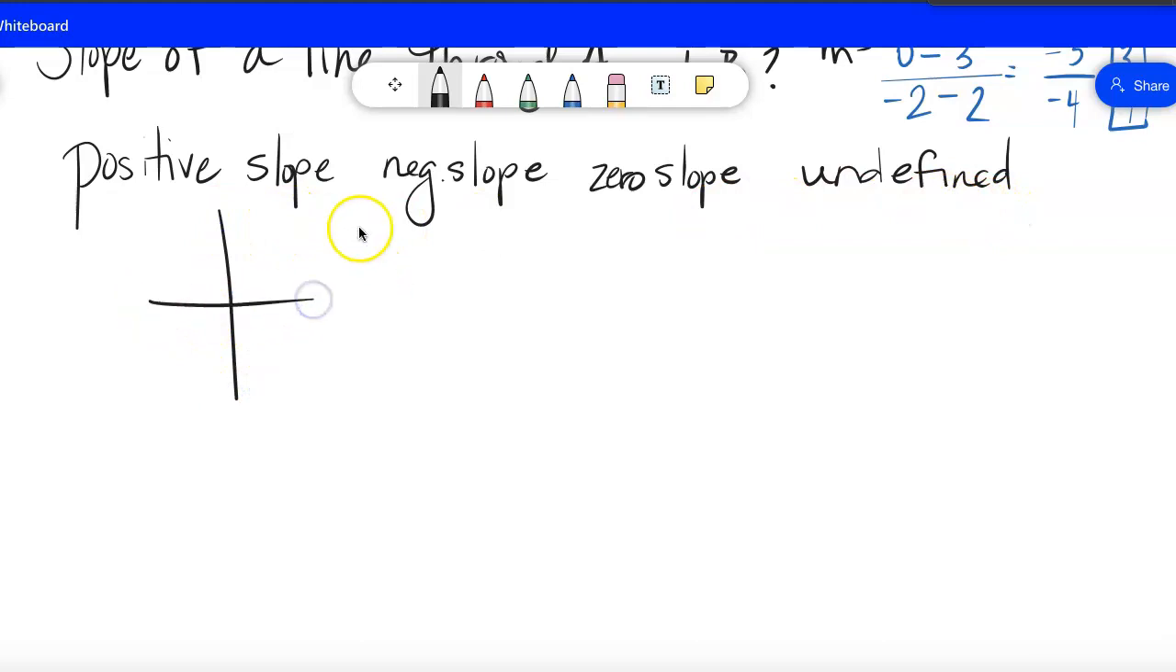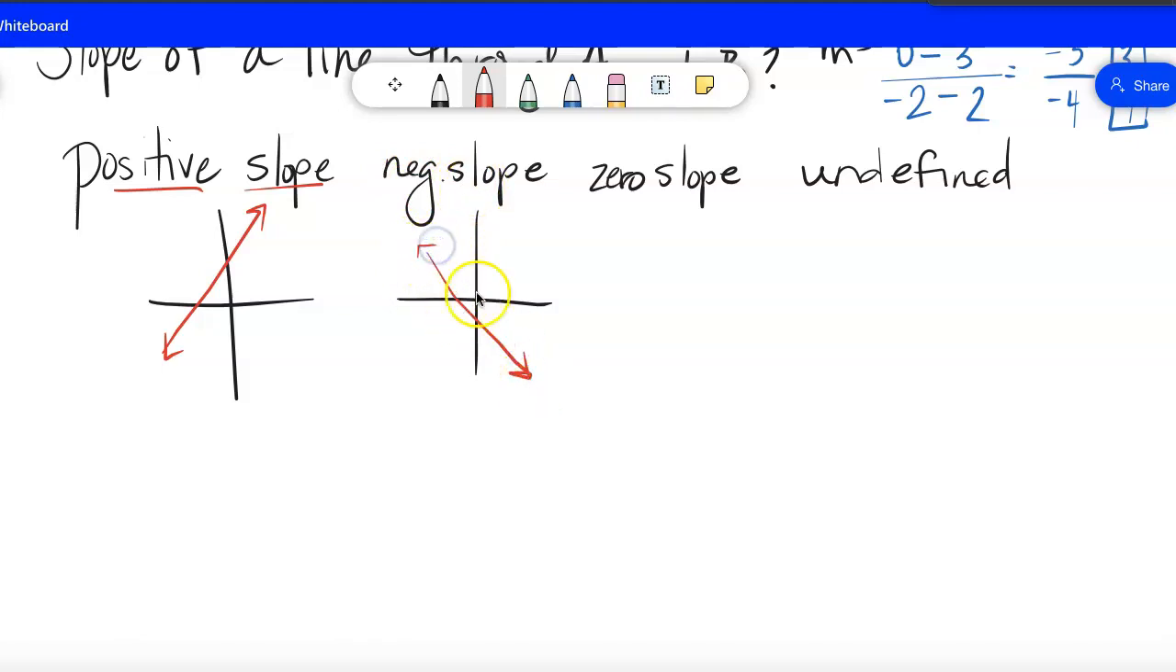If we have a positive slope, that means as we read our line left to right with our eyes, the line is going to rise. It's going to go up. So a positive slope always rises left to right. If we have a negative slope, again, we read graphs left to right just like we read words. When you read a negative slope left to right, it falls. So this would be an example of a negative slope.